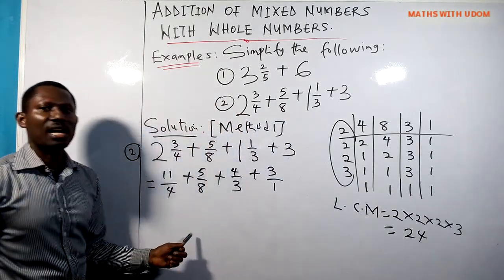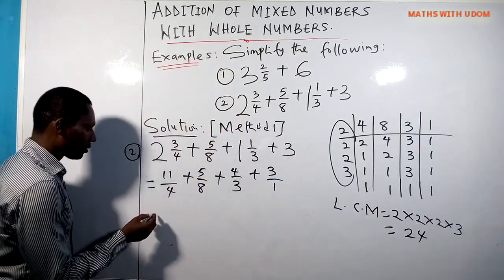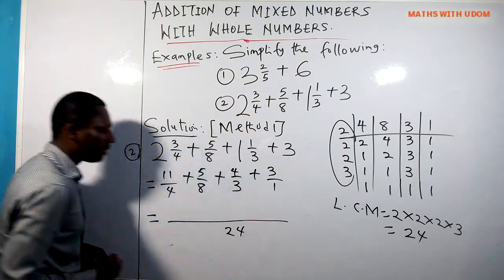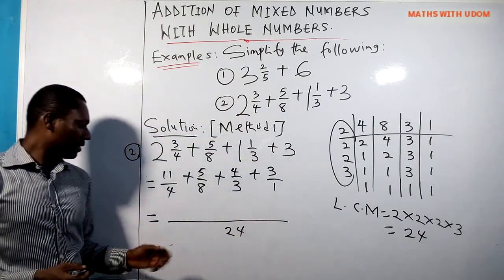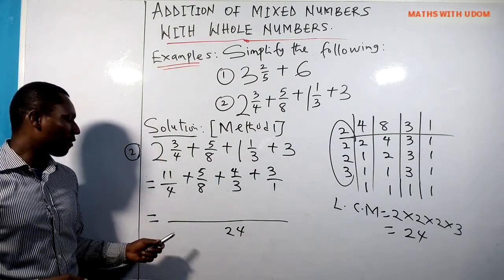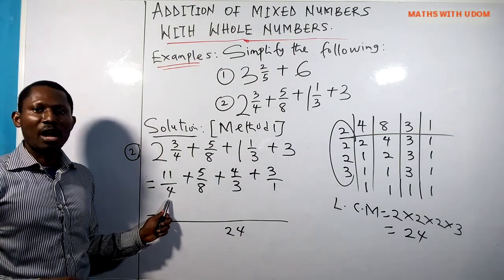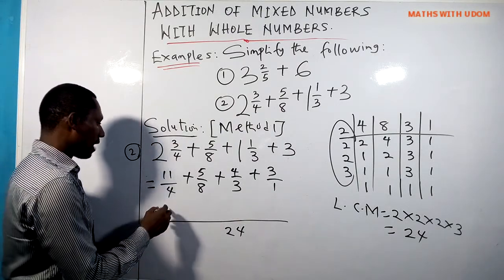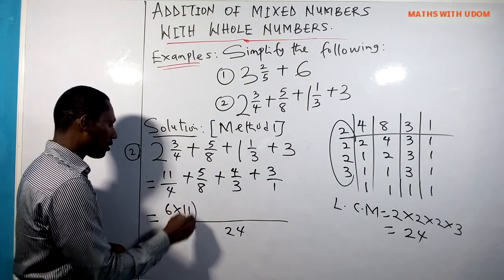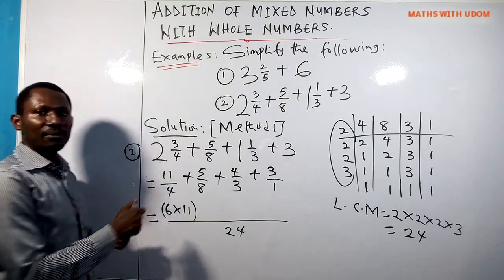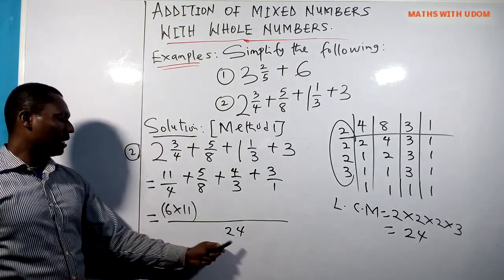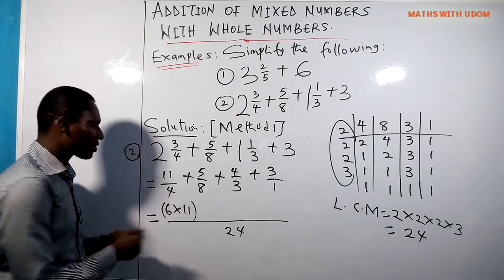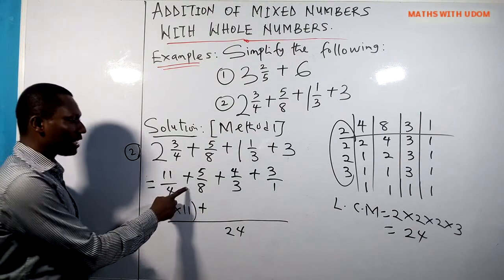We now come to this side and continue. So we write our division line, and we write our LCM. Is that okay? So we now start simplifying further. How many 4 can go in 24? 4 in 24 is 6. So we have 6 times our numerator 11. Remember we are doing addition all through.